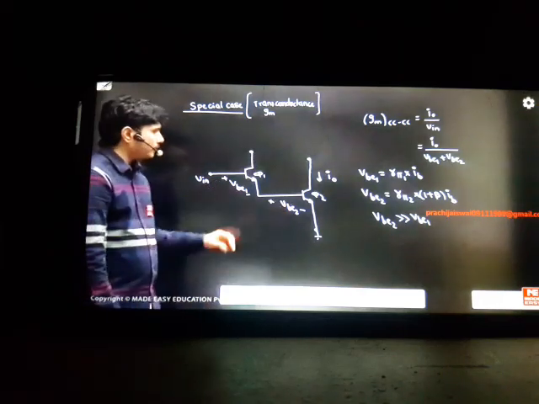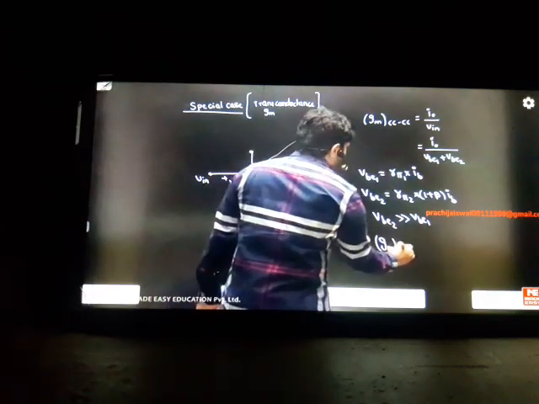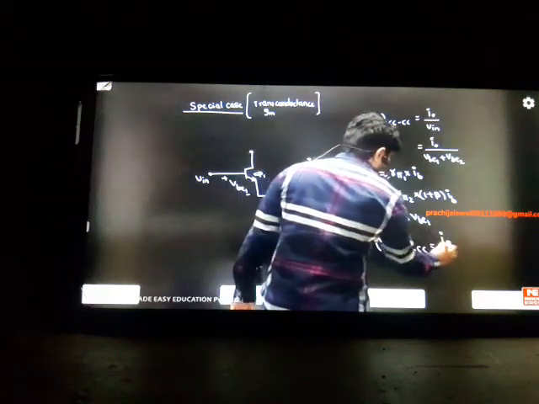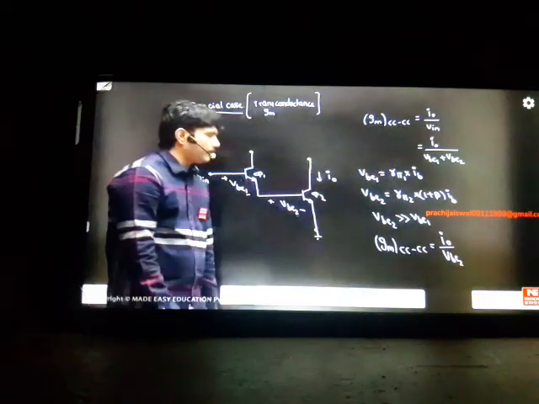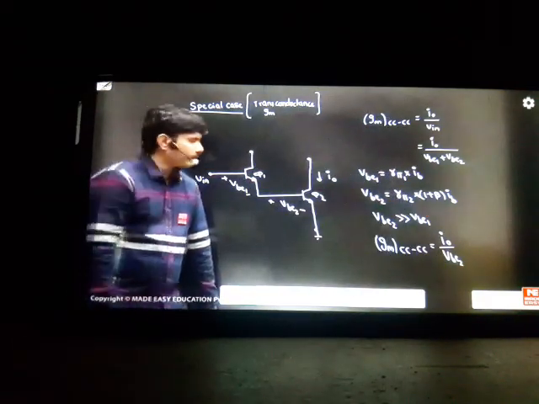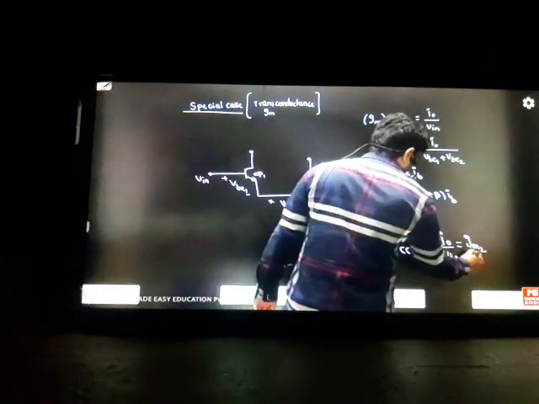If the drop is more here compared to this drop, according to the equation, we can write the GM of common collector to common collector as simply I0 by, simply you can take VB2. In place of writing VB1 plus VB2, we have taken only VB2 because VB1 is neglected. So I0 by VB2 is nothing but your GM2 of your transistor.